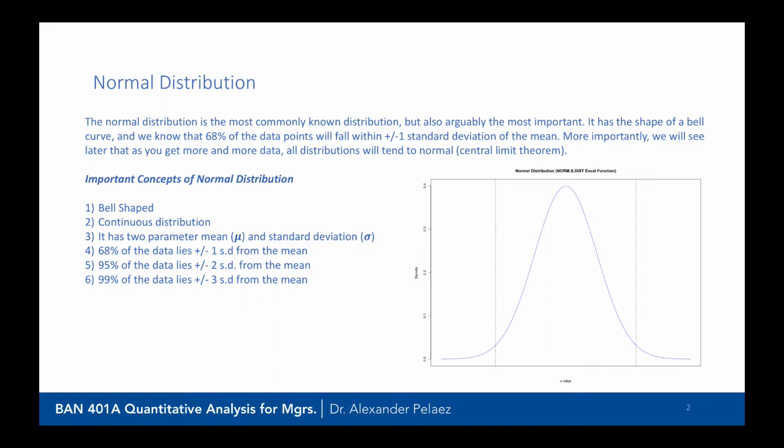Again, looking at the normal distribution, we had mentioned that it is the most commonly known distribution. It has a bell curve shape. It is a continuous distribution. There are two parameters associated with it, the mean and the standard deviation. So when we describe a normal distribution, we're always going to describe it as having a mean and a standard deviation. 68% of the data lies within plus or minus 1 standard deviation, 95% of the data lies within plus or minus 2 standard deviations, and 99.7% of the data lies within plus or minus 3 standard deviations.